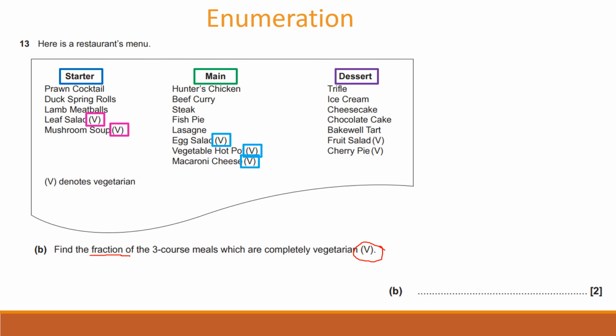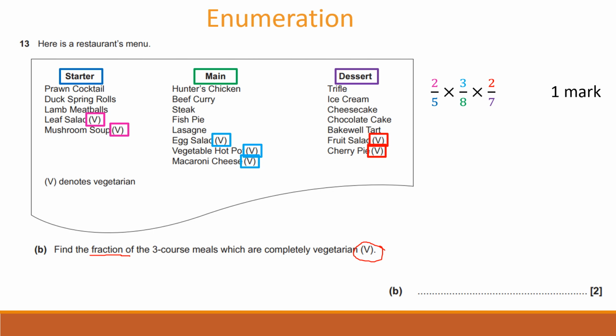My main, I've got 3 vegetarian out of the 8 options for the main. My dessert, I have got 2 vegetarian out of the 7 options for the dessert. So you will get 1 mark for doing 2 over 5 times 3 over 8 times 2 over 7.